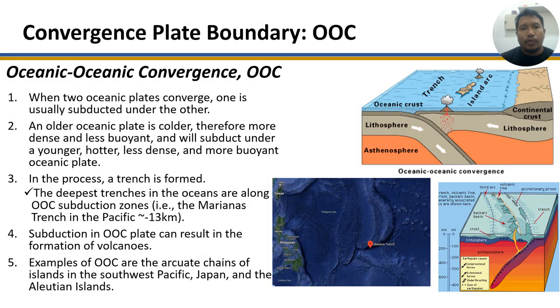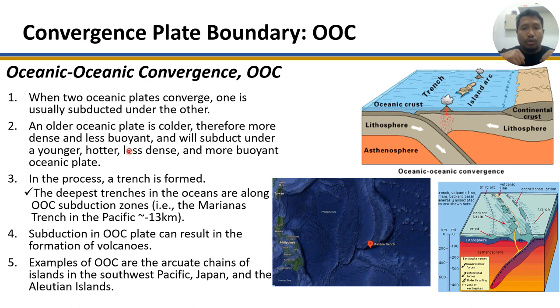Now we move into the next convergent type of plate boundary, known as OOC, which is oceanic oceanic convergent. Oceanic oceanic convergence occurs when two oceanic plates come together at the convergent plate boundaries. Again, subduction of one plate. When two plates converge, one of them is typically subducted beneath the other. This subduction process is driven by the difference in the density and buoyancy of the plates.